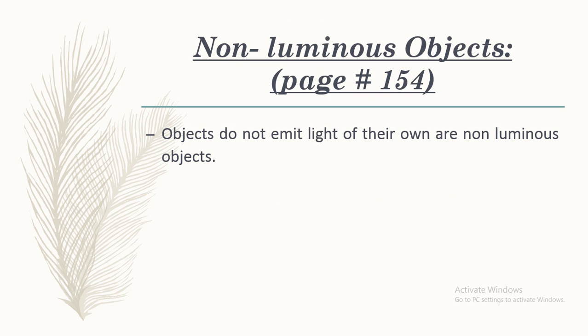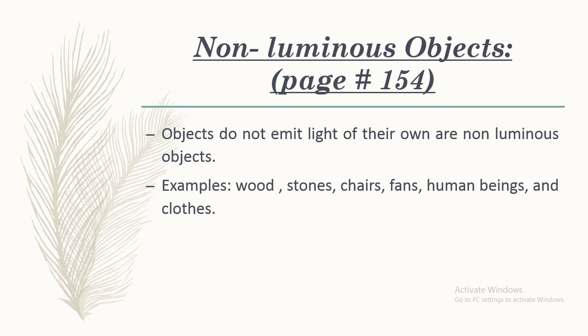Non-luminous objects. Some objects do not emit light of their own. These are called non-luminous objects. For example, wood, stones, chairs, fans, human beings, and clothes are examples of non-luminous objects. These objects are invisible. They are only visible when light from a luminous object falls on them and travels from there to reach our eyes.